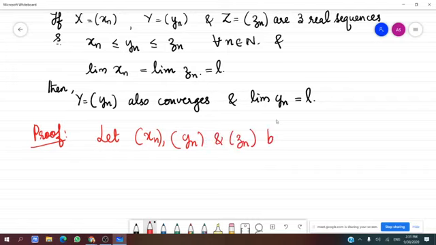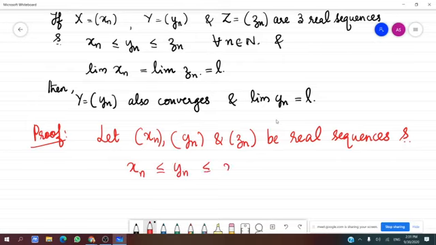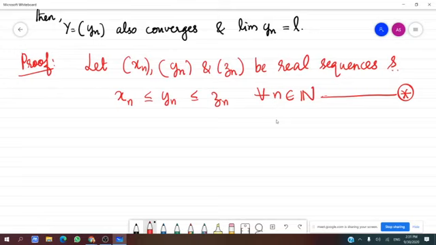Let sequence xn, sequence yn and sequence zn be three real sequences such that xn is less than or equal to yn less than or equal to zn for every n in N. This is the main condition in this theorem. Let it be condition number star, and also given that sequence xn and sequence zn both converge to the same limit L.